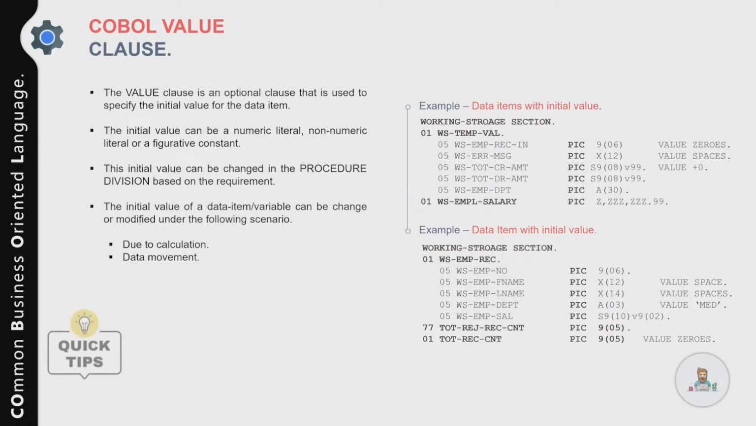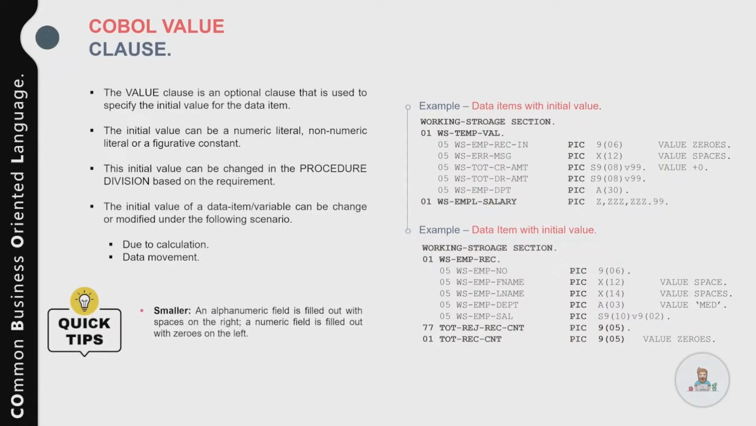Before I wrap up this session, I'm going to highlight a couple of important points. The first one is that in case you're assigning any value that is smaller than what you have defined, then if you have an alphanumeric field, it would be filled with spaces on the right. And if you have a numeric field, then it will be filled with zeros on the left. And in case you assign a value which is larger than what you have defined, then in that scenario we are going to get an error message. That would be a compiler error message, or the truncation is going to happen.